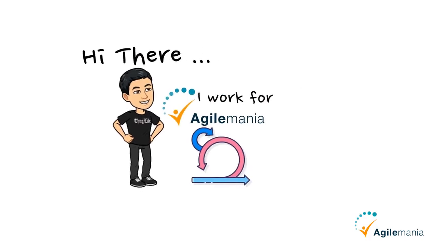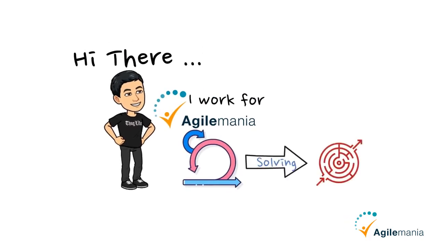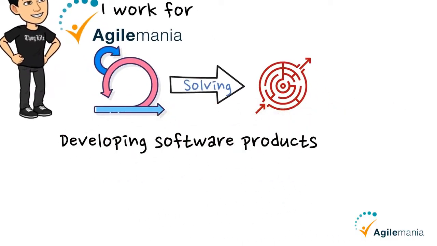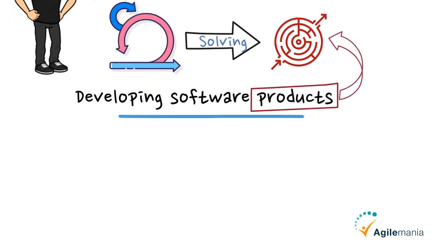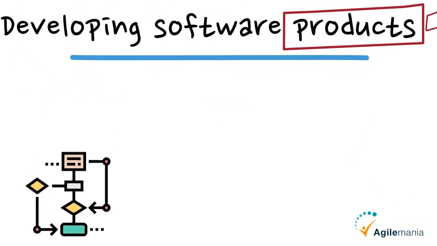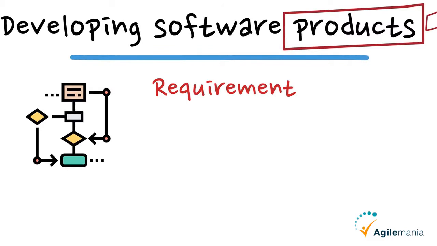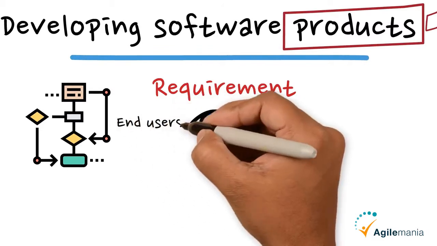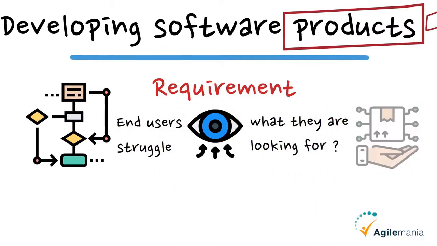Scrum is a framework for solving a complex adaptive problem, and developing software products is considered complex work. Software product development usually has a high level of uncertainty in the requirements, and many a time end users struggle to visualize what they are looking for in the product.